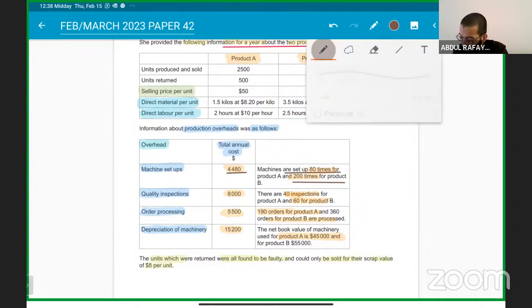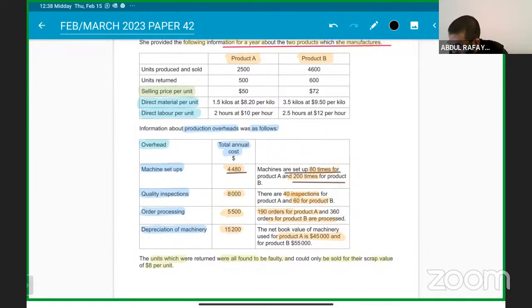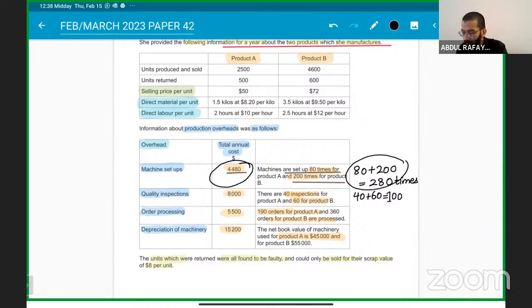Following? So always remember, guys, what you have to do is get out the total value. Okay, so 80 times plus 200 is basically 280 times the machine is being set up, right? Am I correct? Similarly, there are 40 plus 60 inspections for product A and B, so 100 inspections in total. There are 40 inspections for product A and 60 for product B, so 100 total inspections, and we'll do the rest as well. But let's quickly work this out. Okay, so how will you get the value? It's like the absorption costing thing: total cost into the data divided by the total data. Okay, getting it, guys? Clear with me?